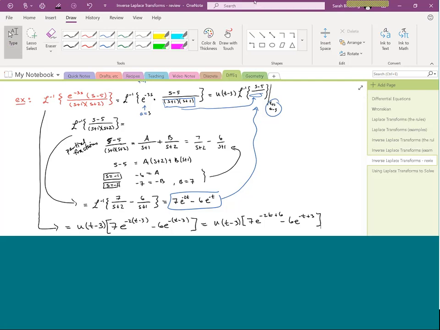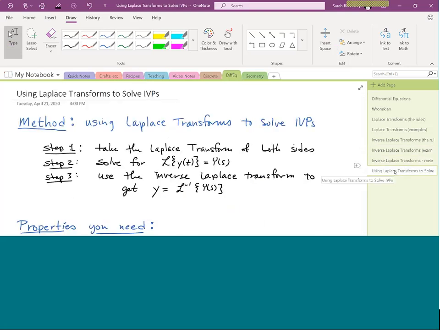So for the rest of the day, we're going to look at what happens if we use these Laplace transform and inverse Laplace transforms to solve differential equations. And we definitely won't finish that today. So let's at least get with what the method is.